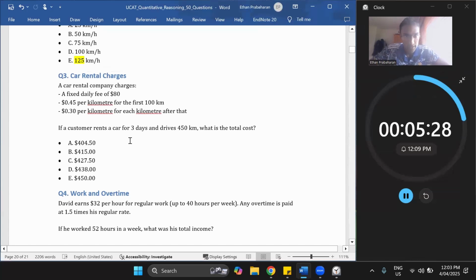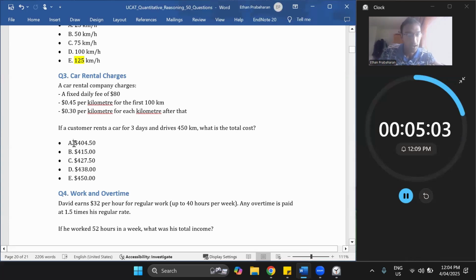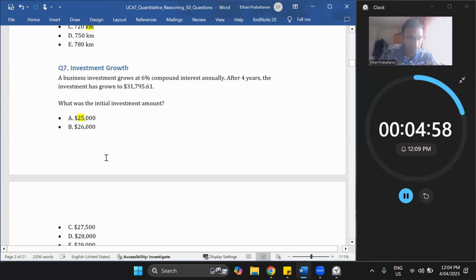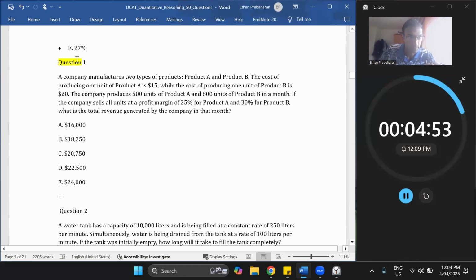All right. Rents a car for 3 days and drives 450 kilometers. So we said 240, 45. That's 285. And then it would be 30 cents for the next 350 kilometers, which is 105. That's 390. Maybe all the answers are wrong. I could have missed something. I think it's 390. I'm just gonna pick that. Oh wait, no, it's this one.